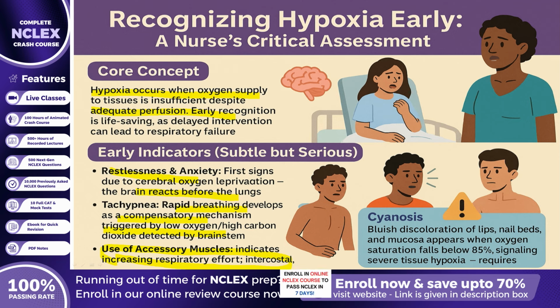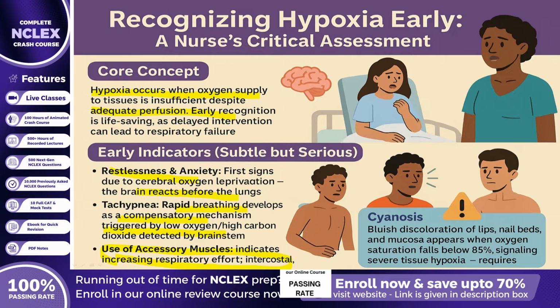As the situation progresses and the increased respiratory rate is no longer sufficient, the body begins to recruit accessory muscles, such as the sternocleidomastoid, scalene, and intercostal muscles, to assist with breathing. This visible effort indicates escalating respiratory distress and signals that gas exchange is becoming severely impaired.